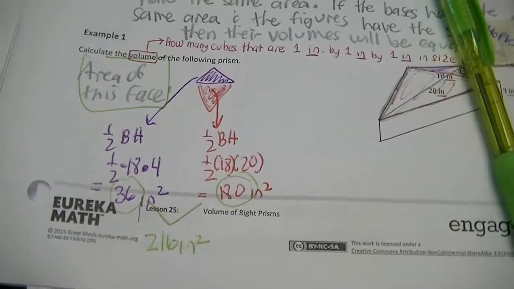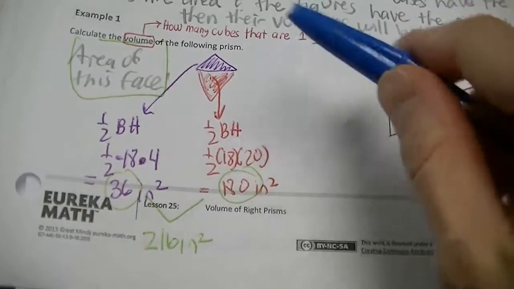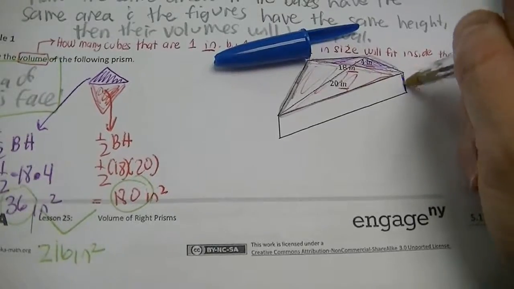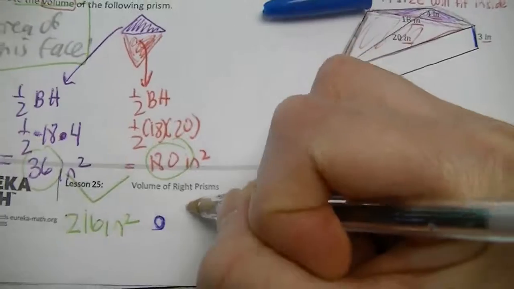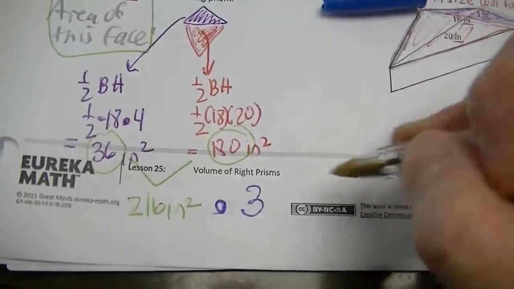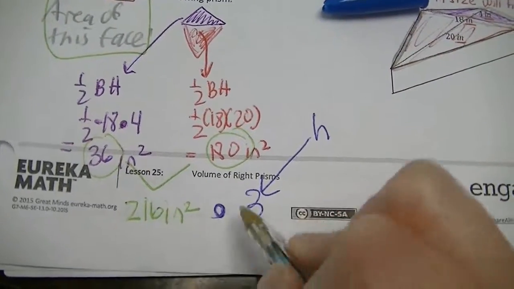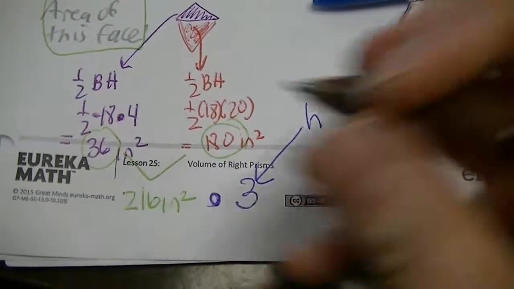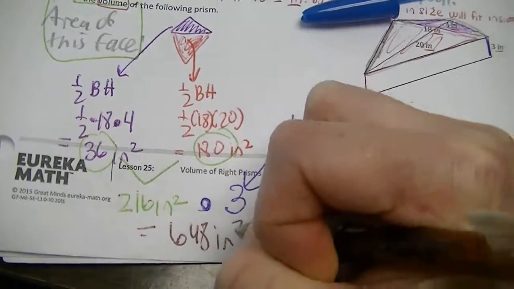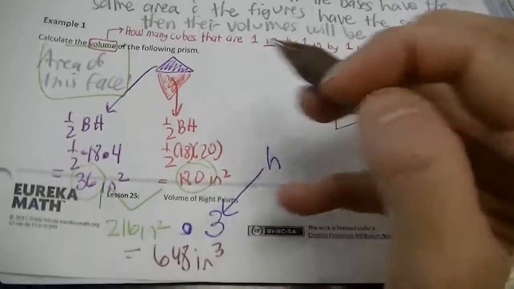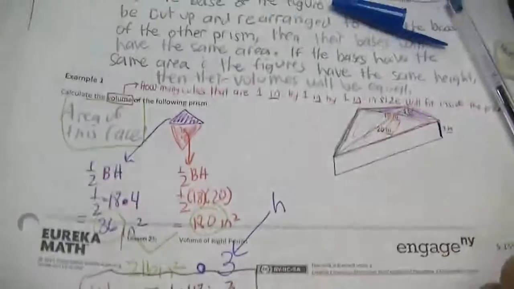But that's not the volume. To find the volume of this prism, you also have to multiply it by h, okay? So to find the volume, you times it by 3 inches, and that represents h. 216 times 3 gives me a volume of 648 inches cubed. Remember, volume is cubed. So there is our solution, okay?